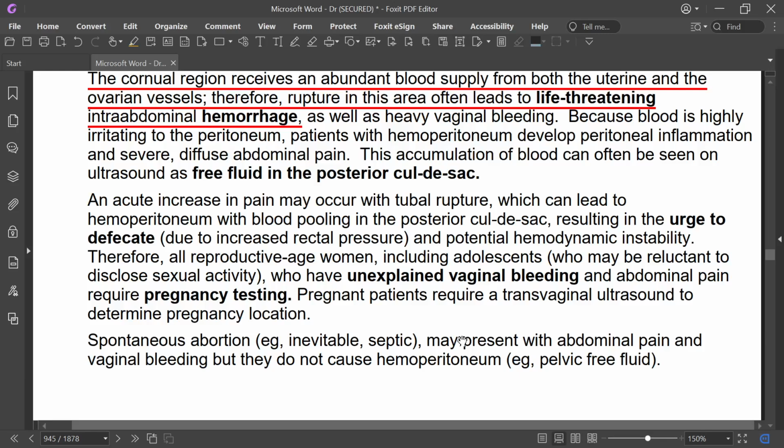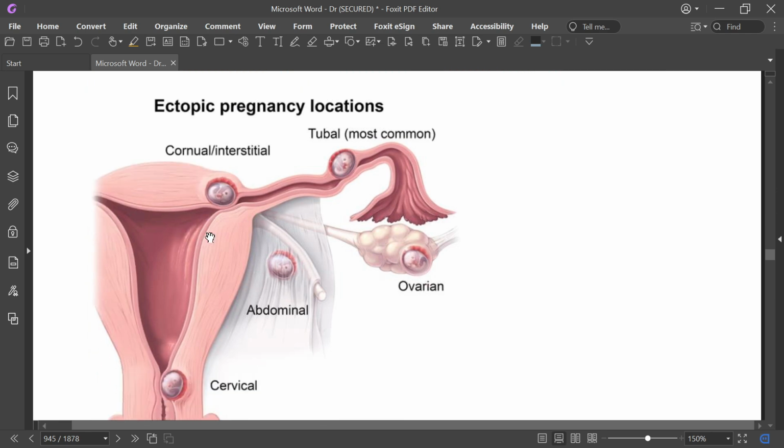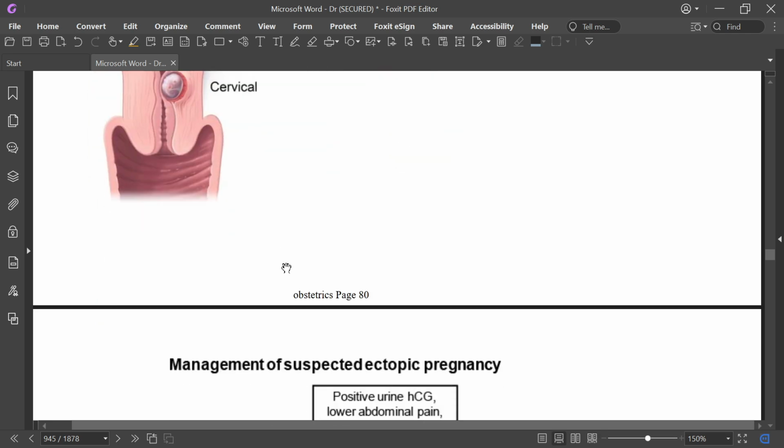Spontaneous abortion, inevitable, can happen. Tubal is the most common, then cornual or interstitial, abdominal, ovarian, cervical. Tubal most common, then cornual, abdominal, ovarian, cervical.